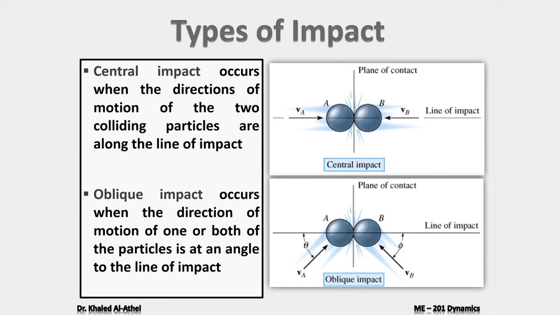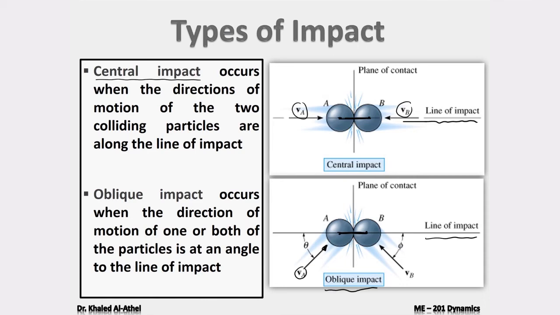Now, when you connect the center of mass of the two particles, this is my line of impact. If the two velocities, and it has to be both of them, if both velocities of the particles are acting in the same line of impact, then this is called central impact. If at least one of them, and again this is very important, if at least one of them has a velocity, as you can see in the figure below, that is not acting in the same line of impact, then this is called oblique impact.